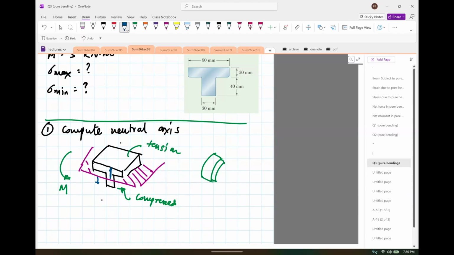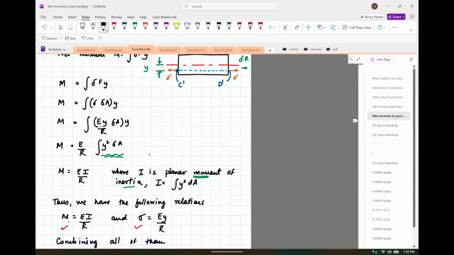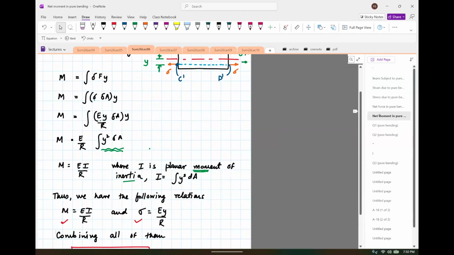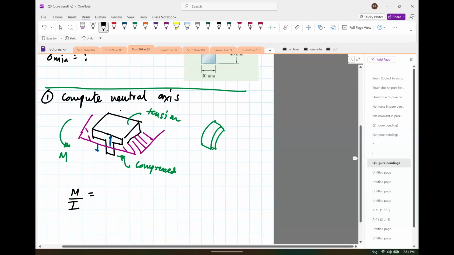So, given this, what we can do is, going back to this formula, M divided by I is sigma divided by y. So, what we can do is we can compute M divided by I equals sigma tensile divided by y tensile. So, this will be this distance.